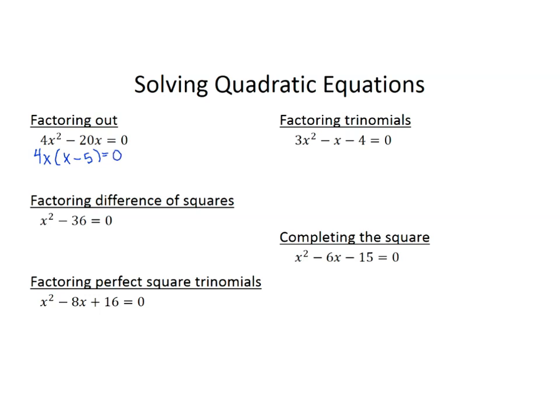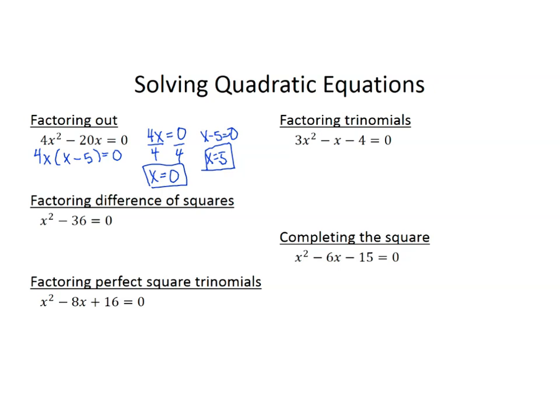Now, because their product equals 0, that means either one of these factors could be equal to 0, or they both could be. So we have to solve for both cases. So we solve for 4x equal to 0. We would get x equals 0, and x minus 5 equals 0, where x would equal 5. So that's how we would get our two solutions if we were factoring out.